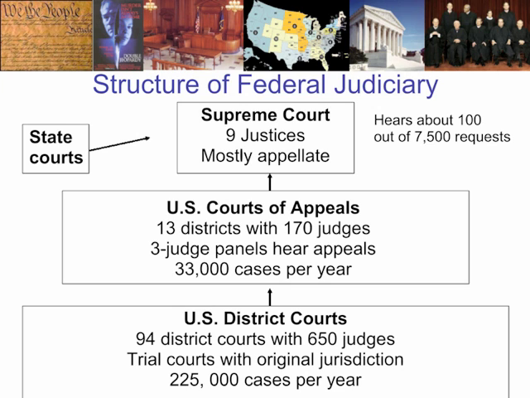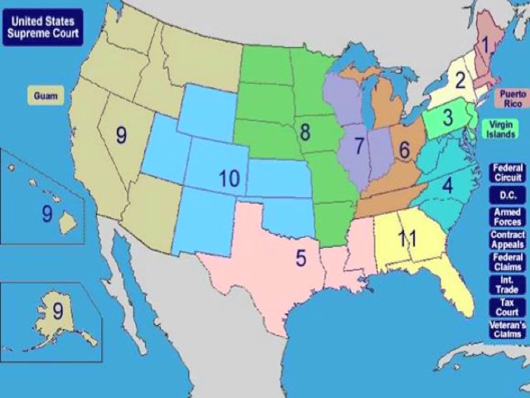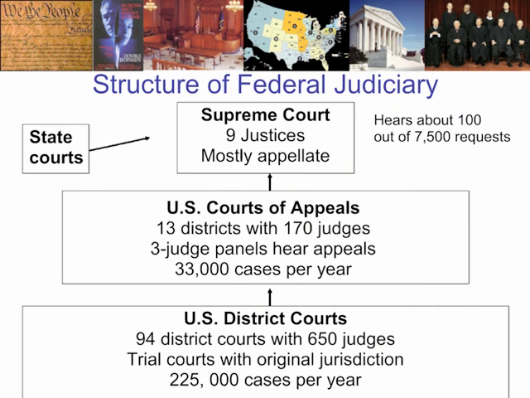The second level of courts is the U.S. Court of Appeals. There are only 13 of those. You might recall this map. There are 13 districts. There are 13 appeals courts. There's 1 court of appeals for the federal districts in each of the circuits. There are 170 judges in the appeals court system, and they work in 3-judge teams.